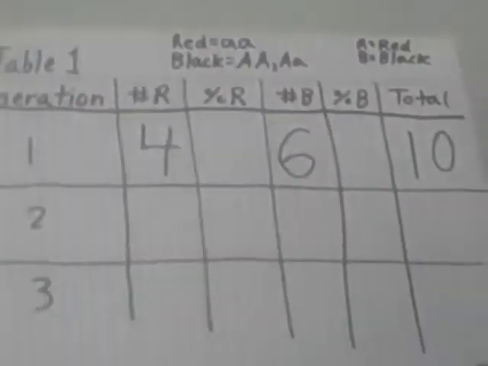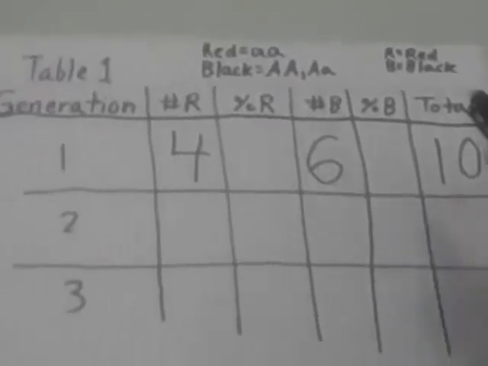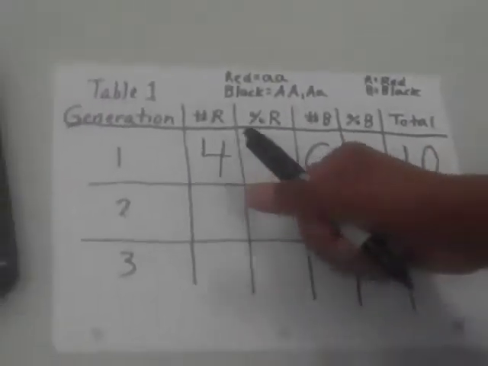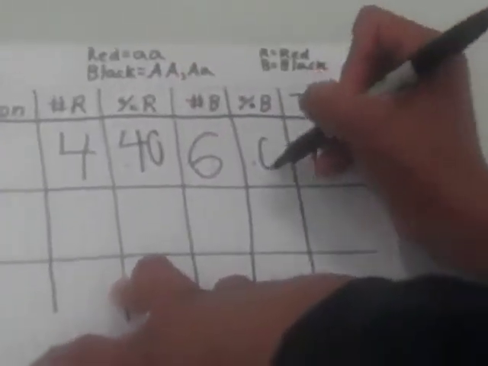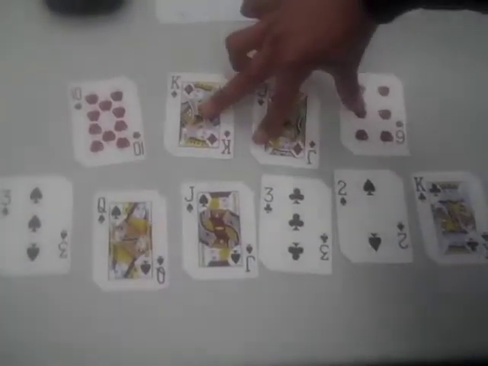In the first generation, we put out 10 cards. 6 are black, 4 are red. So 40% of them are red and 60% are black. Because the red represent the homozygous recessive, they are selected against. So after the first generation, we're going to remove 3 cards and add just a random number of new cards for the new generation.